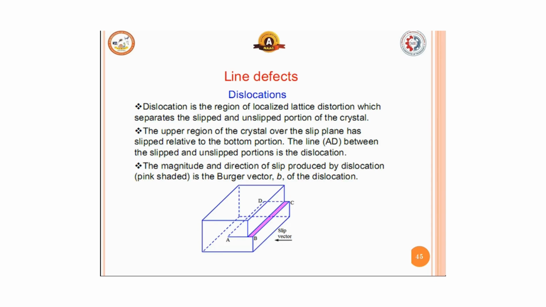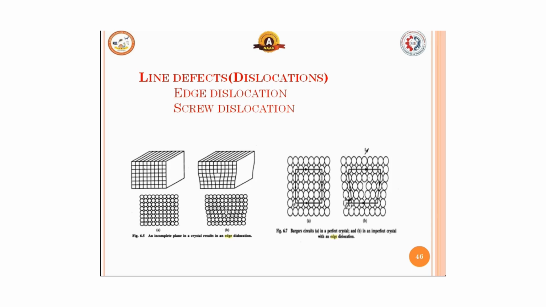Line defect happens when dislocation happens, when we take A, B, C and D. Another material, if it slides on the surface, the line AD between the slipped and unslipped portion is the dislocation. This line AD between slipped and unslipped, shown with the pink color here, is the slip which is going to happen. The magnitude and direction of slip produced by the dislocation is the Burgers vector, b. Line defects are the edge dislocation and screw dislocation.